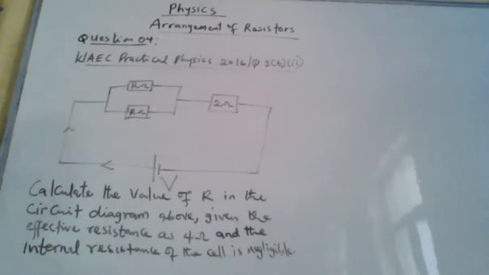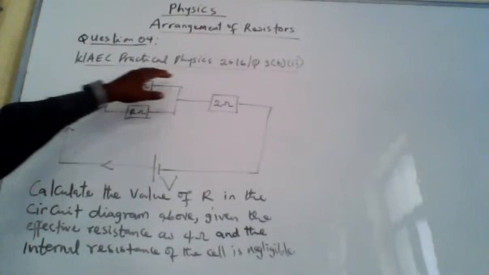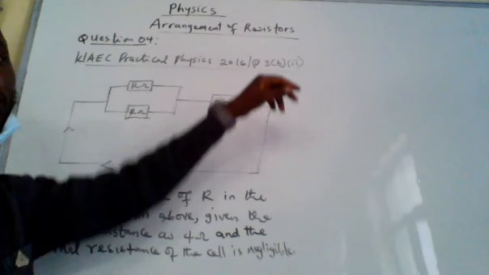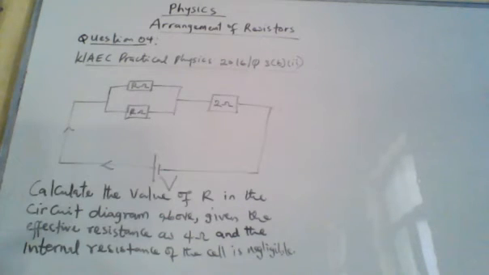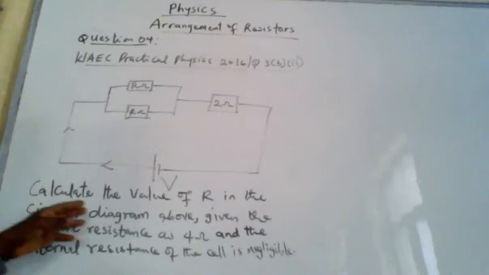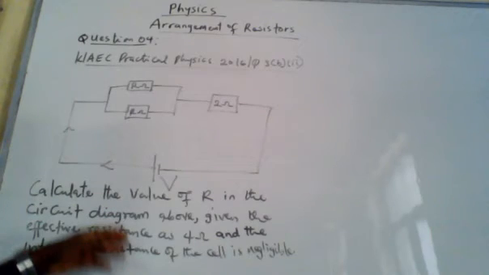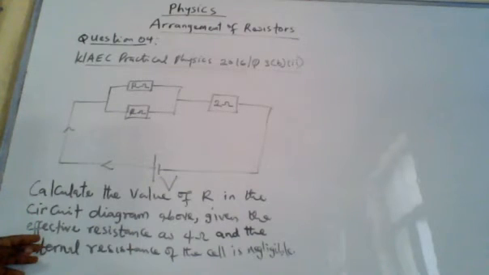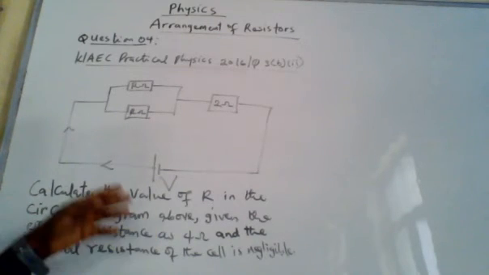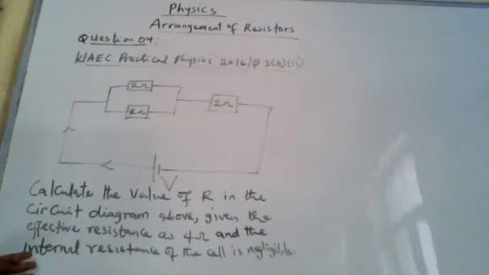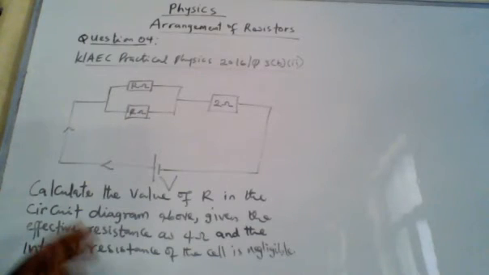Question 4 is coming from WAEC Practical Physics of 2016, question 3B, from figure 2. Calculate the value of R in the circuit diagram above, given the effective resistance as 4 ohms and that the internal resistance of the cell is negligible.